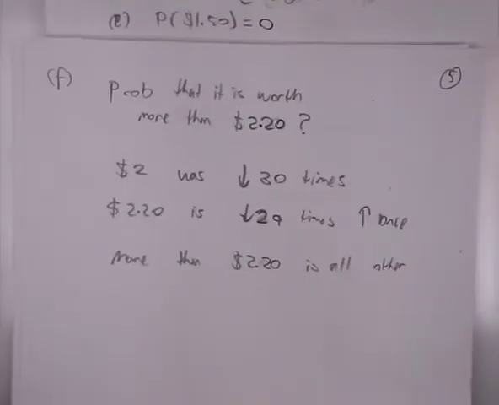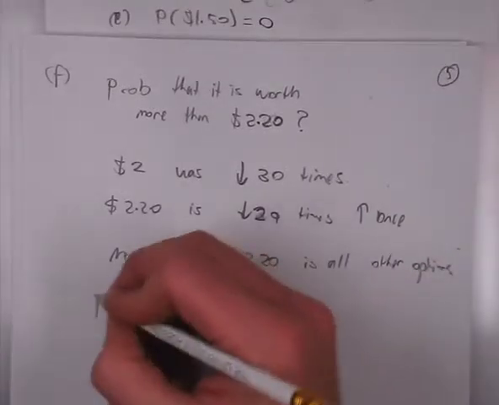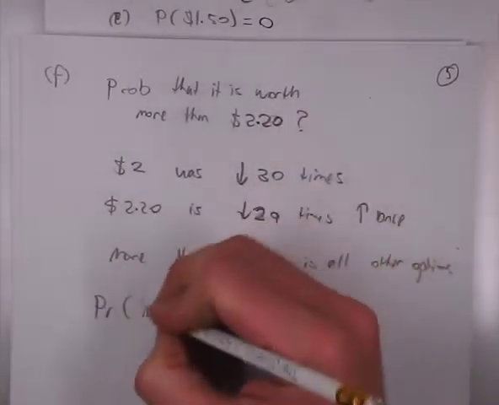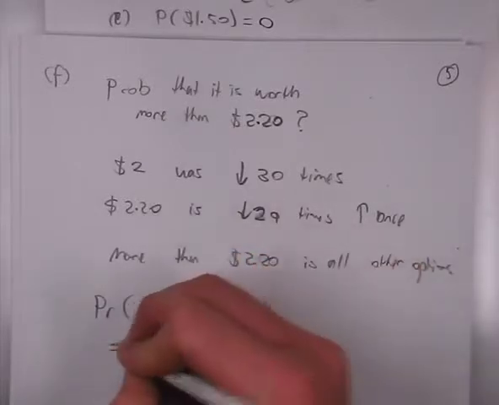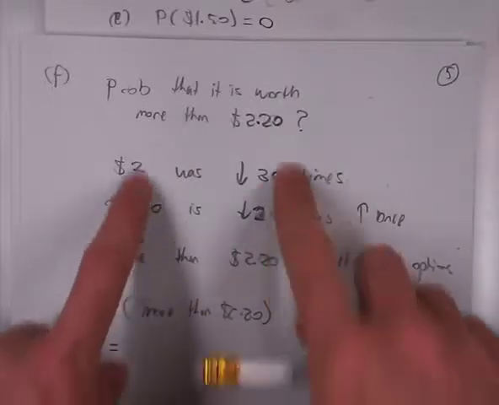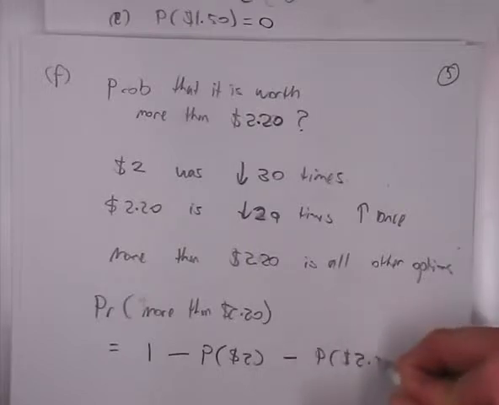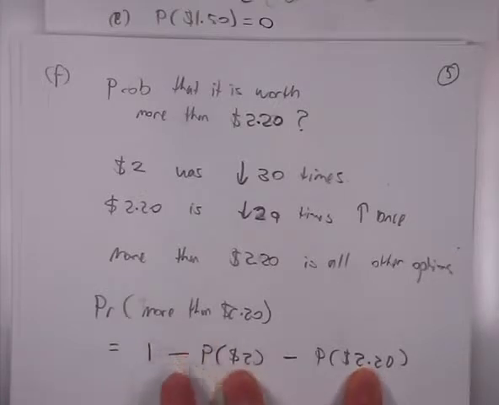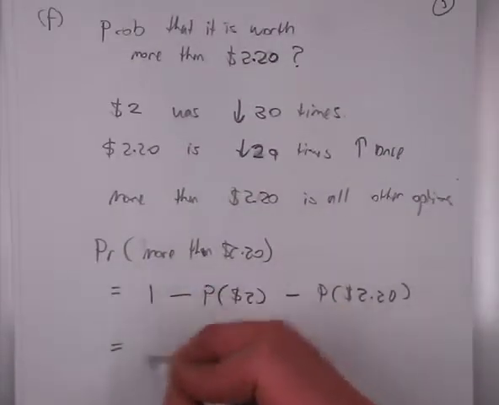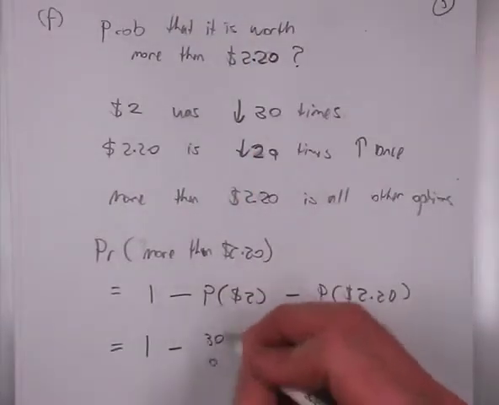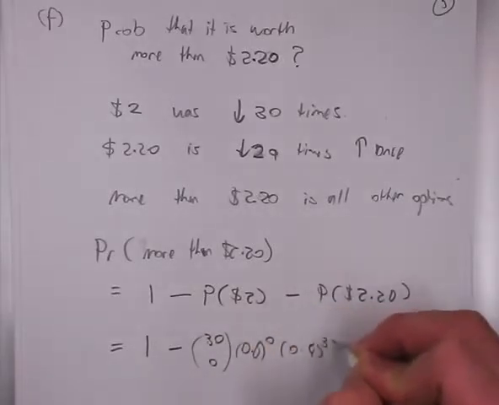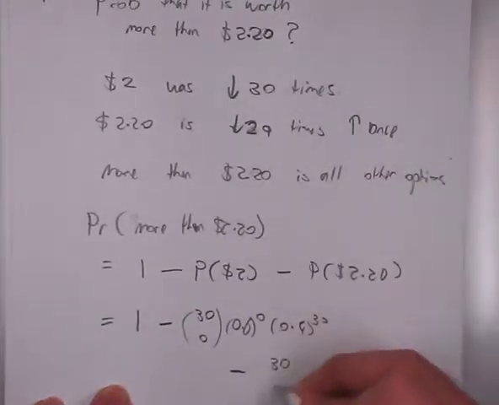So it looks like the probability of more than $2.20 would be 100%, which would be everything, take away these two. To be strictly more than $2.20, that's everything except these two here, the probabilities of $2 and $2.20. Those are the possibilities that aren't included in this. So I can go everything, which is a 100% chance of getting something, minus those two options. That's a classic binomial question. And so 1 is 100%. The probability of $2 we already figured out. And $2.20 was 29 down, so therefore 1 up.